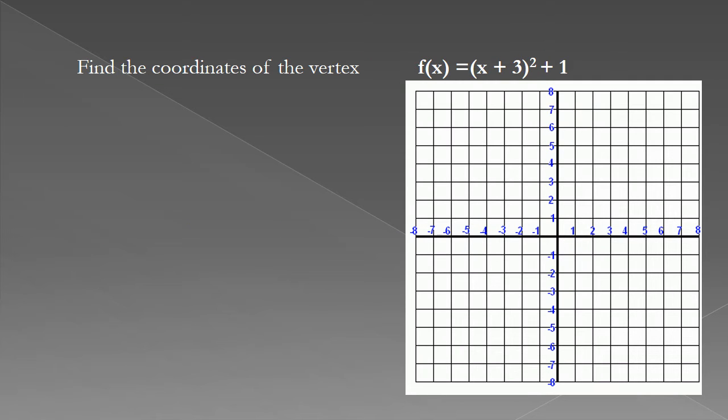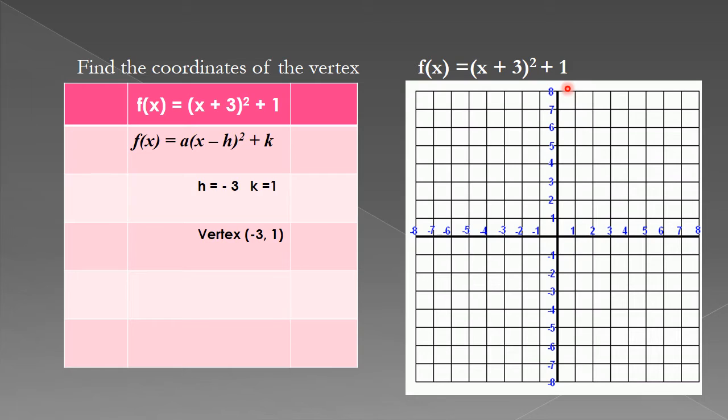Let's look at the next example. We have (x plus 3) squared plus 1. As our equation is in standard form, in the form with h and k, we can state that h is negative 3 and k is 1. So the vertex for this parabola is the ordered pair (negative 3, 1).